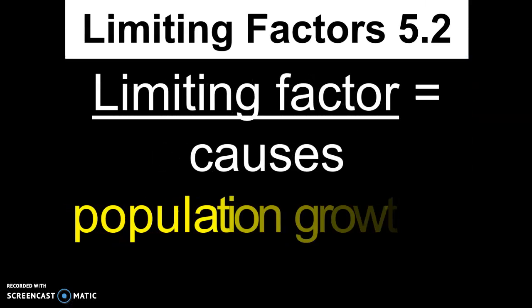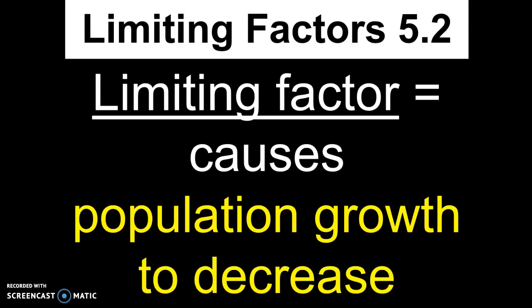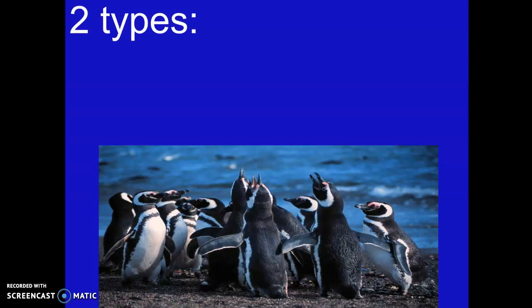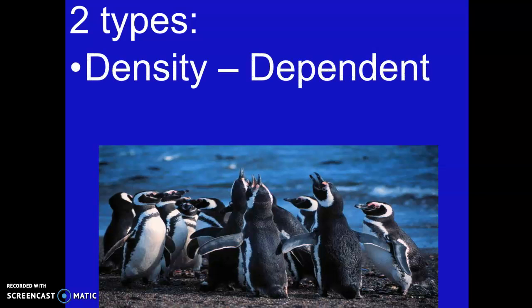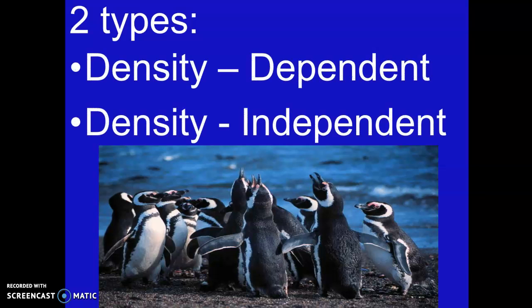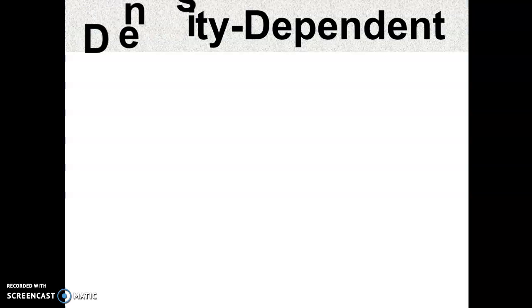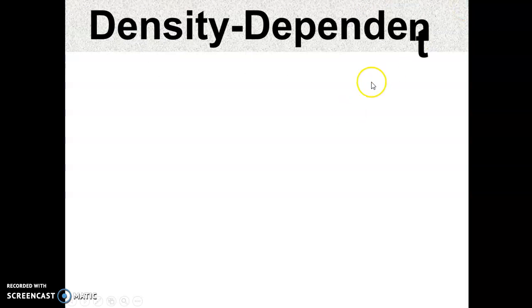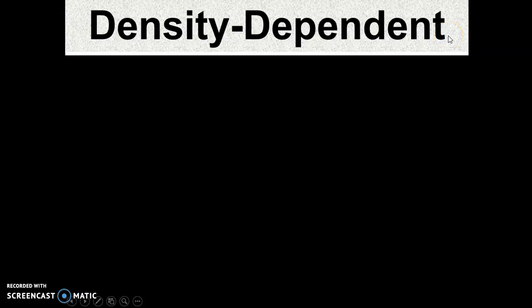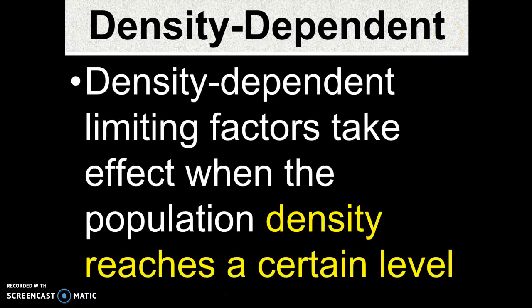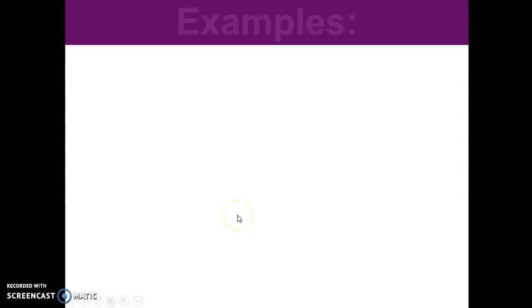Okay, and then let's sum up these limiting factors here. Limiting factors cause the population growth to decrease. It's something that's going to affect that population size. There's two types that you guys studied in class, density dependent and density independent. And a lot of people mix these up, so let me help you out here. Think dependent, when you're dependent on something. So this is going to be dependent on the density or the size. When it gets too big, these are the factors that affect the population. So density dependent, it depends on the population size.